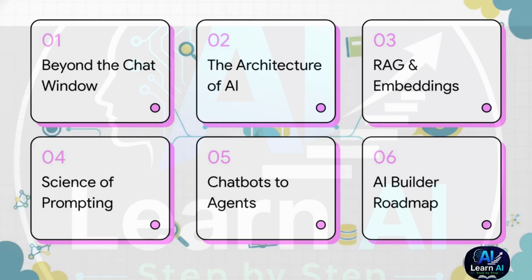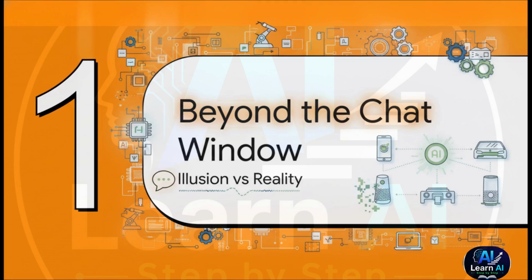We're covering beyond the chat window, the architecture of AI, RAG and embeddings explained, the science of prompting, from chatbots to agents, and finally, the AI Builder roadmap. Let's just dive right in. Section 1. Beyond the chat window.